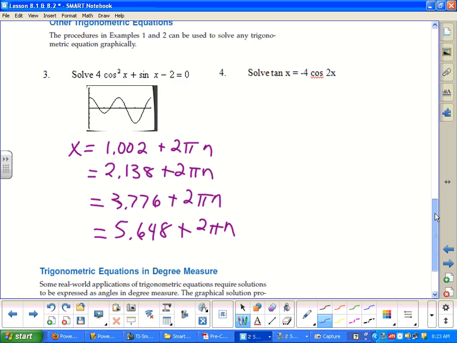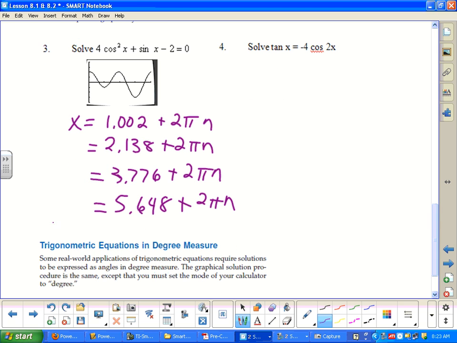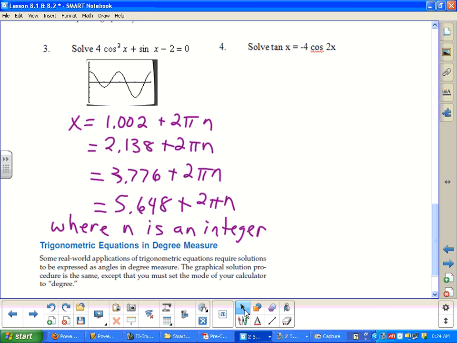And then once again, this is where n is an integer. Did you find all 4 of them? You did? Awesome. Okay, so let's look at number 4 then.